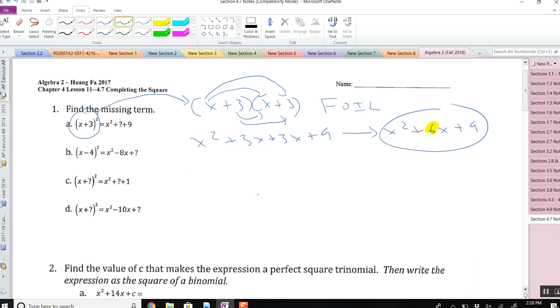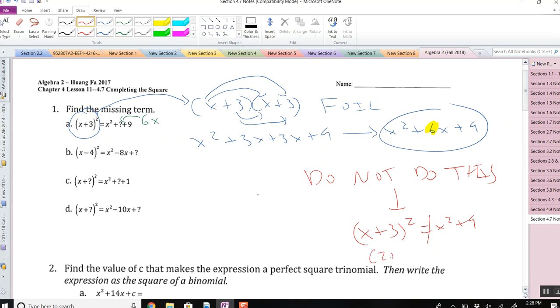Now, there's a reason why we're going through this exercise. That will become clear after a few minutes. But for now, we're just doing things you should be familiar with, the FOIL process. And please, please, please do not do this. This is terrible. Do not think that x plus 3 squared is x squared plus 9 and call it a day. That is not true. If you had 2 plus 3 squared, you wouldn't say it's 2 squared plus 3 squared. You would say 5 squared, which is 25. That above would be 13. That's a problem. So make sure we FOIL and respect the order of operations.